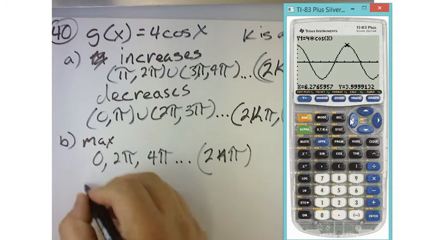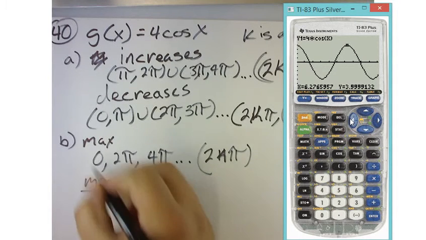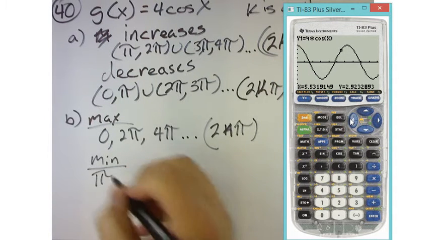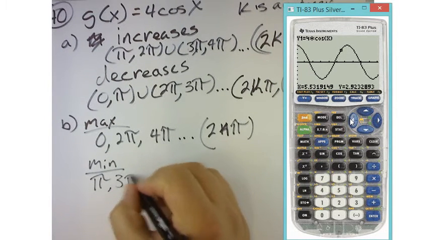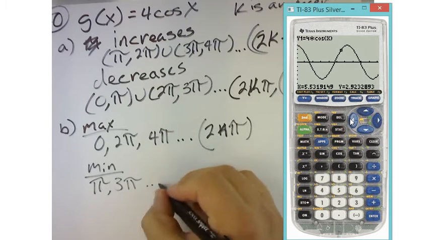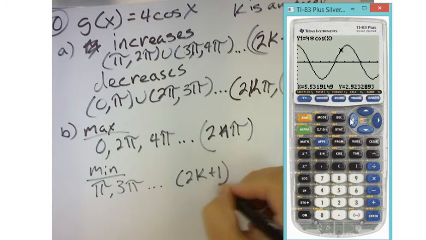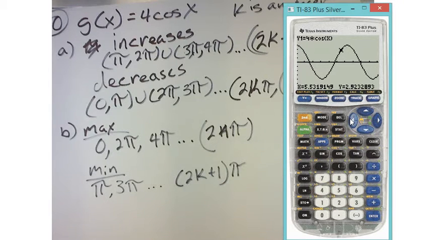Now the minimums, those are going to occur at pi, 3 pi. How would I write that? 2k plus 1 times pi. And those are all the odd numbers times pi.